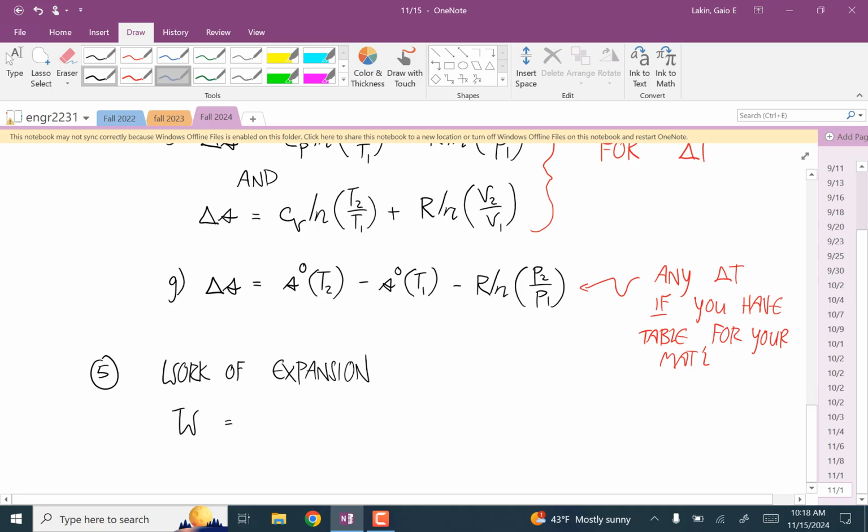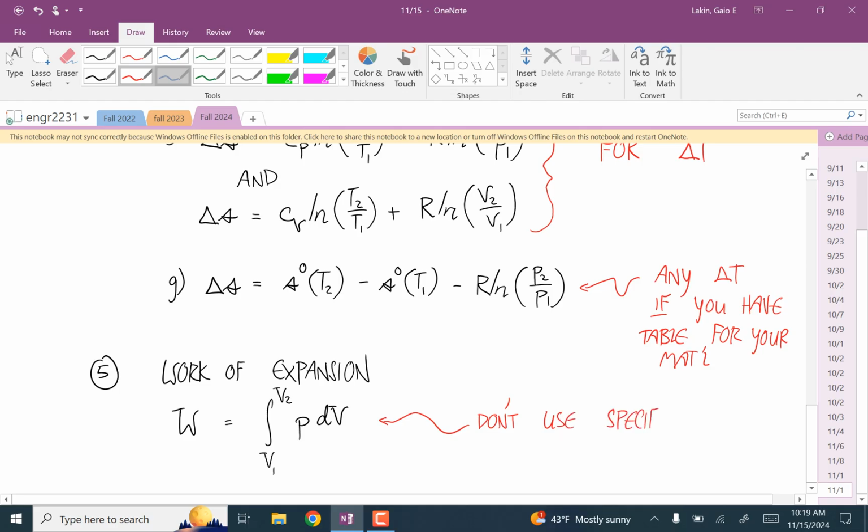W is equal to the integral from the extensive volume at state 1 to the extensive volume at state 2 of P d extensive volume. And the easiest mistake to make is to do this calculation with specific volumes. Don't use specific volumes.